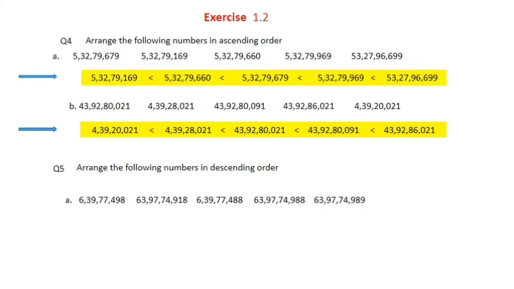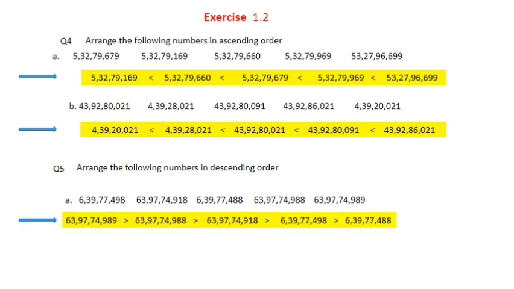Now we have to compare the next two numbers. Here it is given 6 crores, 39 lakh. Again here 39 lakh is the same, 77,000, 77,000. And the ones place is given 498, 488. So obviously 498 is greater than 488. So here we write down in descending order in this way.